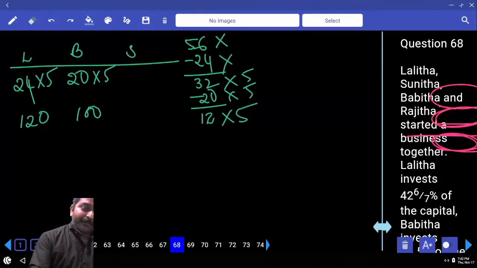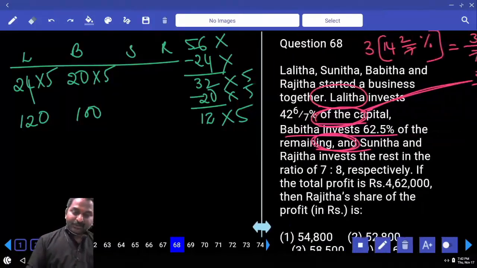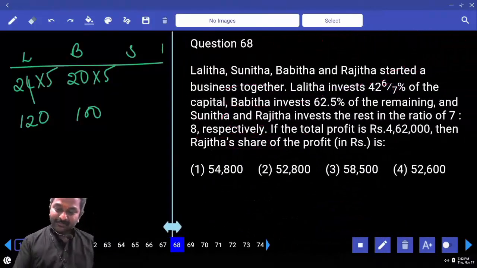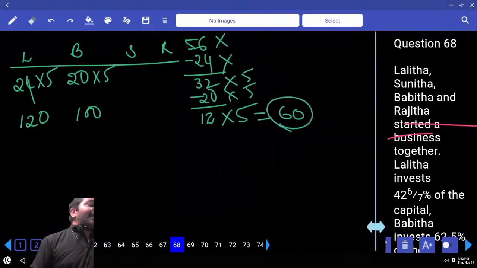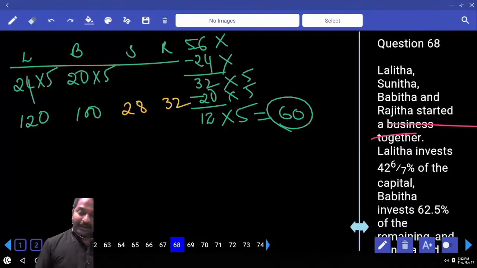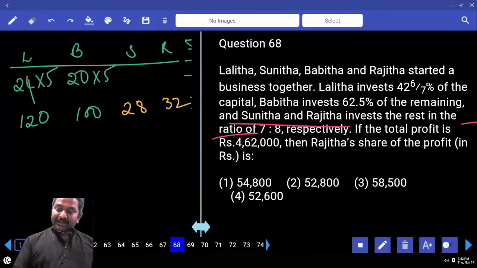The remaining two persons are Sunita and Rajita. Sunita and Rajita share in the ratio 7:8. So now this 60 must be divided into 15 parts. Each part is equal to 4. Sunita gets 7 × 4, 28. Rajita gets 8 × 4, 32. Now, the question says Rajita's share.